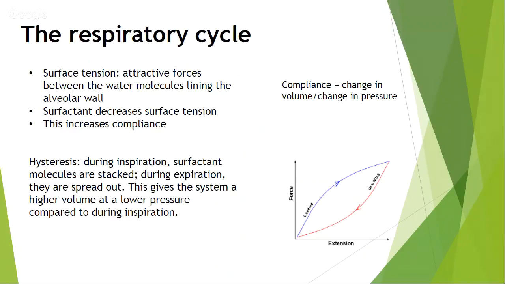They're being pulled further apart, which is what they already want to do. The surfactant molecules want to repel. During inspiration, they're being pulled apart, so they're not going to be particularly effective at helping the lung expand. Whereas during expiration, they're being brought closer together while they're already repelling each other. This means that they're helping to hold the lung open a bit more, and this gives a higher volume at a lower pressure during expiration when compared with inspiration.